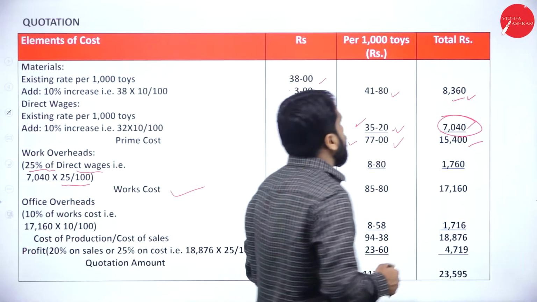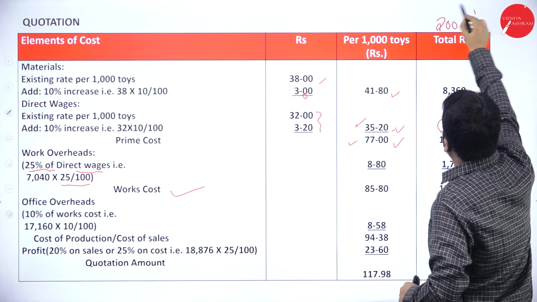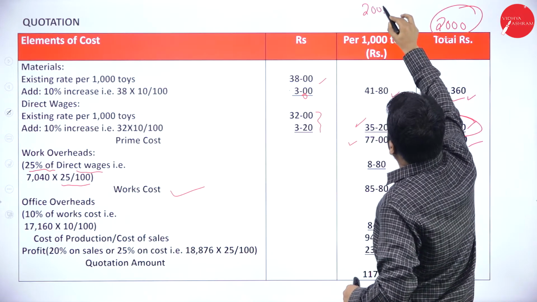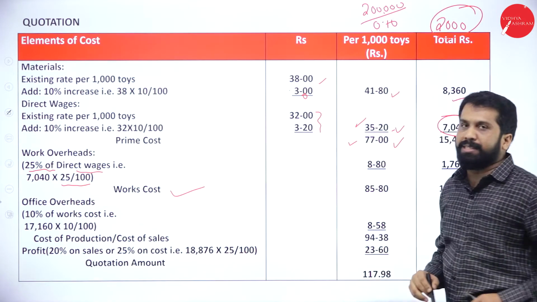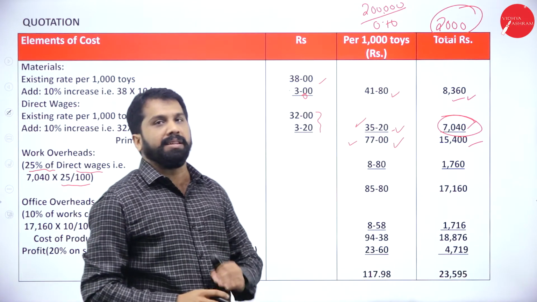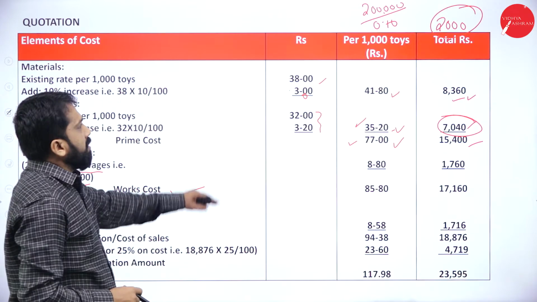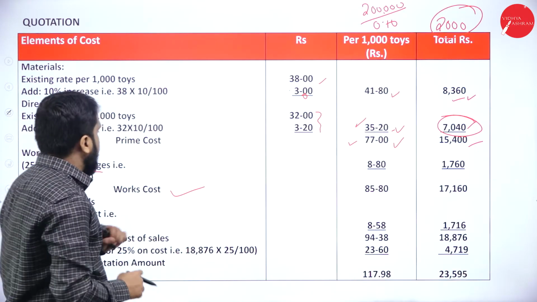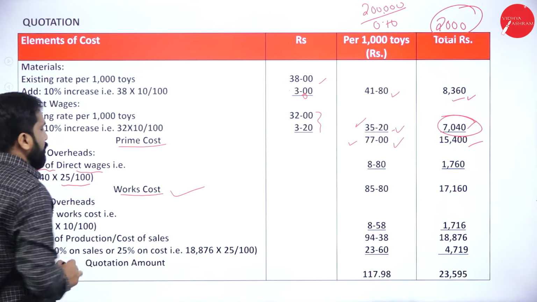So everything you should multiply by 2000. Remember, how come you got 2000? 2 lakh divided by 0.10. So 10% of your 2 lakh. It is not even 10%, almost 1% of your 2000. Now, if you multiply like this, you will get these answers. Now, your prime cost is over, work cost also over.